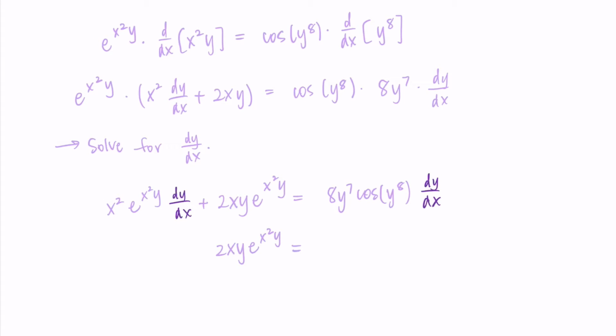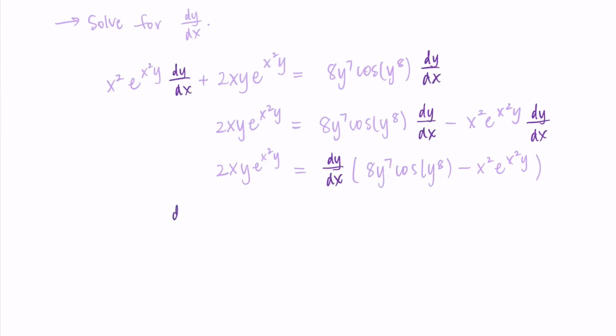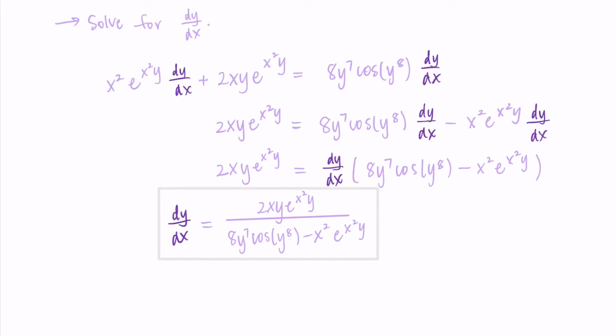I'm going to subtract the x squared e to the x squared y, that first term on the left, to move it over to the right. Then I can factor out a dy/dx from the right-hand side, since each of those terms has a dy/dx in it. And I can divide by that whole mess to get dy/dx equals. So I'm left with dy/dx equals 2xy e to the x squared y all over 8y to the 7th cosine y to the 8th minus x squared e to the x squared y. That is so messy, but we did it. That is our derivative of y with respect to x.